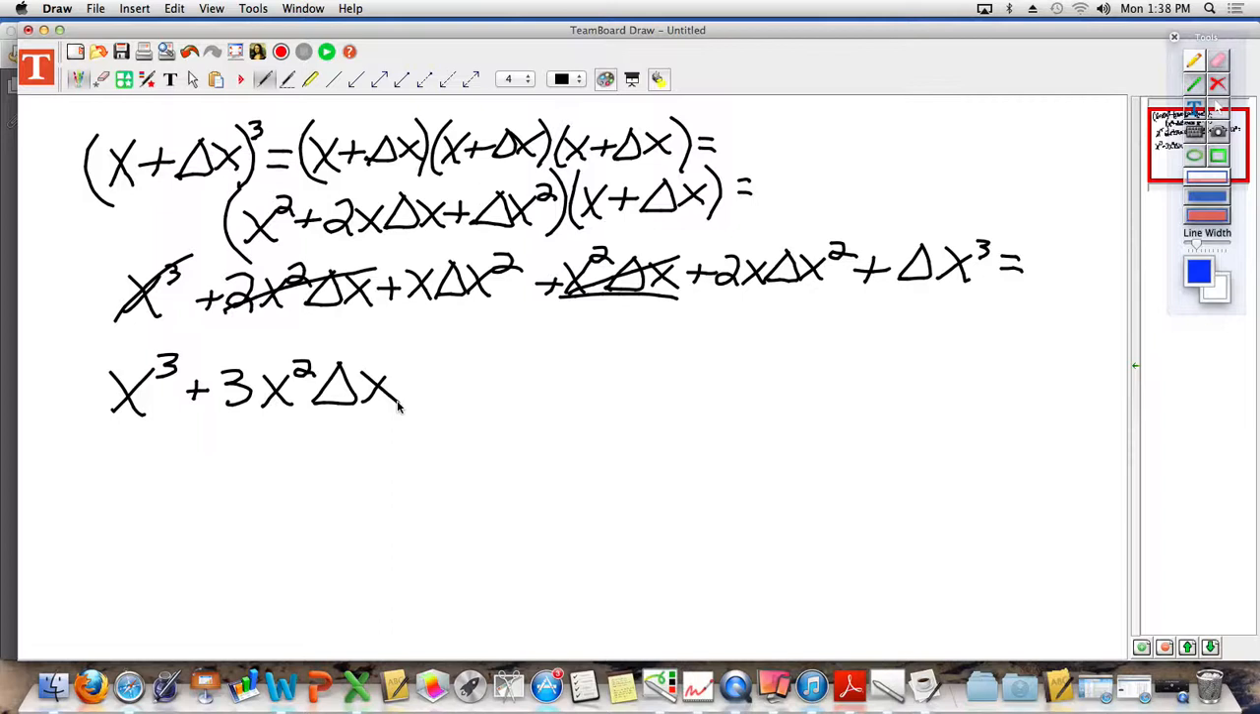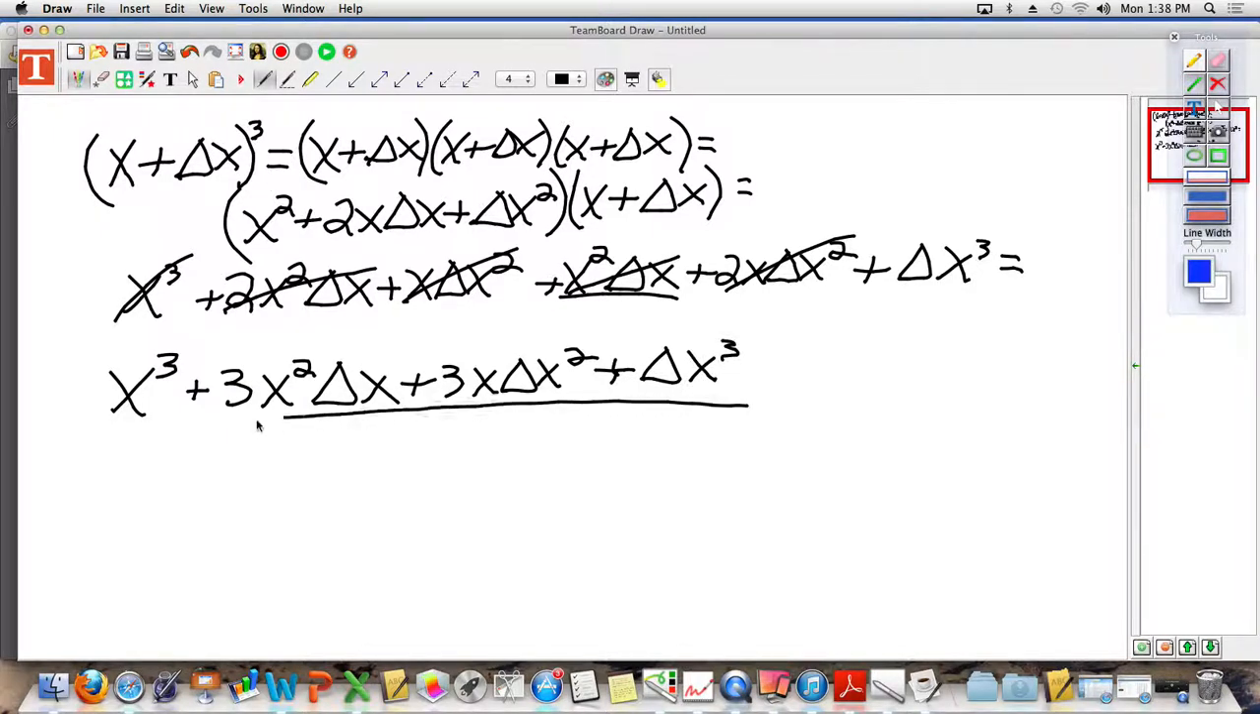Now I have x change in x squared. Are there any other x change in x squareds? There is. There's 2x change in x squared. So if I have one of them here and two of them here, how many do I have total? You have three of them. So I have plus 3x change in x squared plus the change in x cubed.